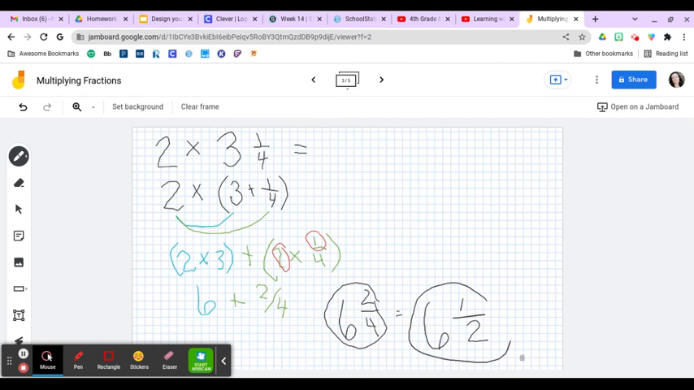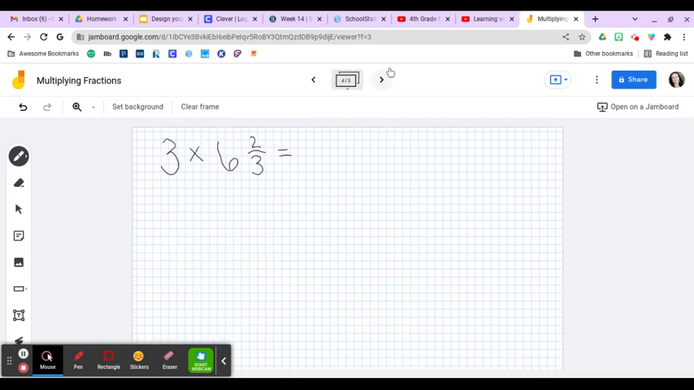Okay, let's move on. Here's our next example problem. 3 times 6 2/3. So we're going to use the distributive property to multiply our two whole numbers together. So 3 times 6, which is 18. Then we're going to use the distributive property to multiply my whole number times my fraction. 3 times 2/3, I say 3 times 2, which is 6. And I keep my denominator the same.